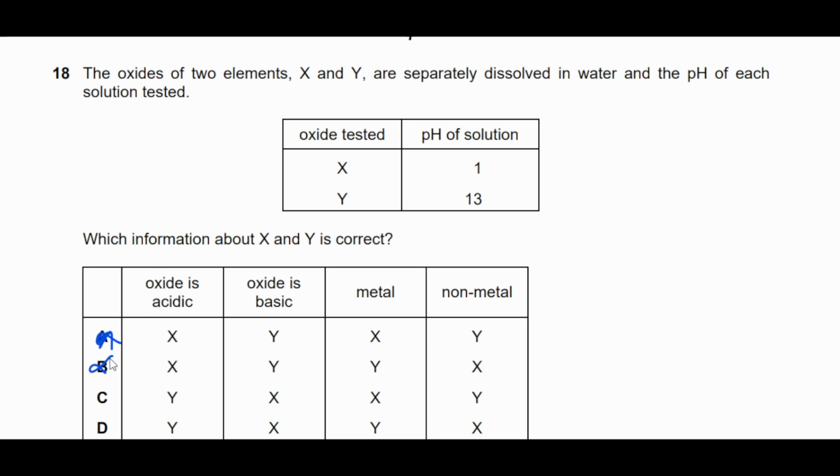Wait, sorry, I got it wrong. The pH of the solution is 1, so it has to be an acidic oxide. So the answer has to be A or B. Sorry about that. The non-metal oxide will produce an acidic solution. So therefore the answer is B. Okay.